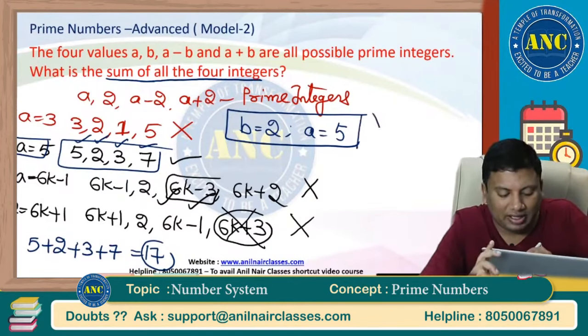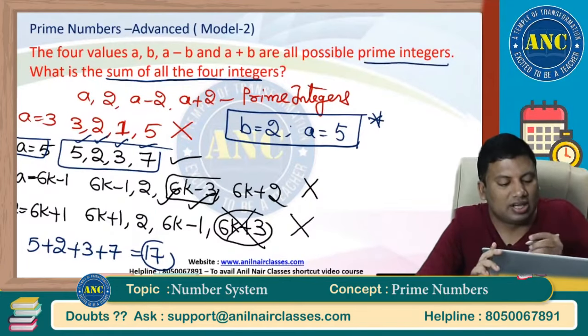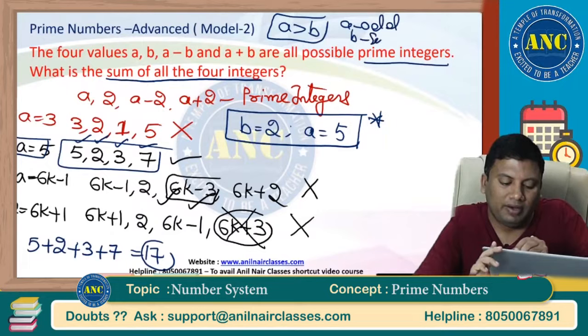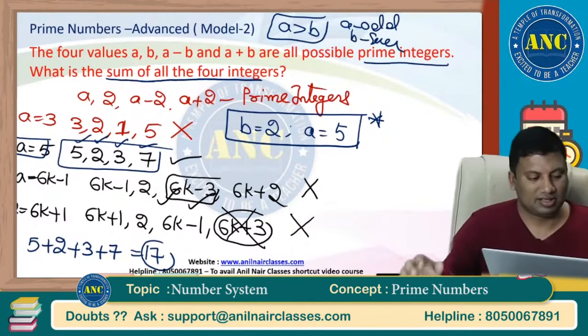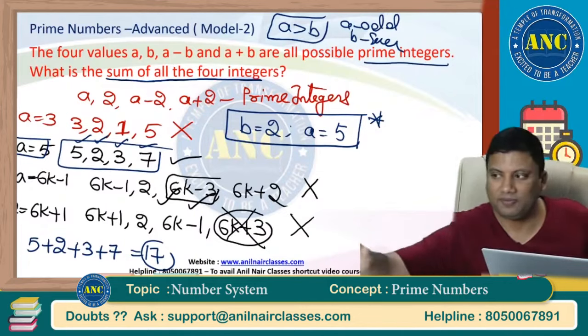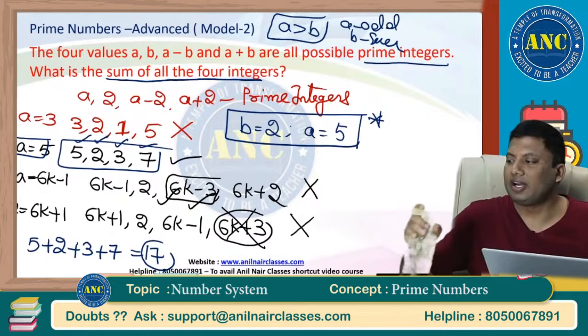How to find the values of A and B? Depending upon these statements, we got A is greater than B. Definitely A will be an odd number and B will be an even number, because case number 1 and case number 2, it is out. I hope the idea is clear. Each and every question, try to analyze it.